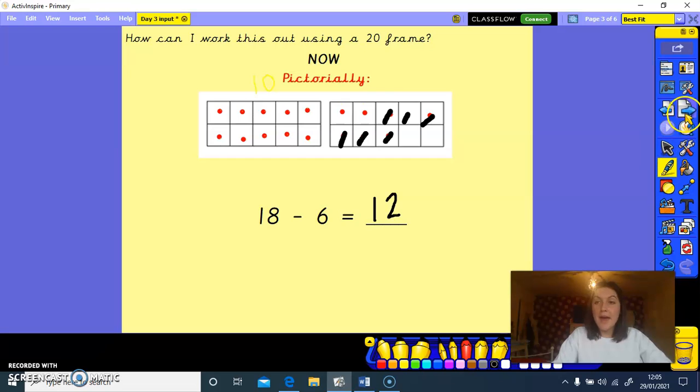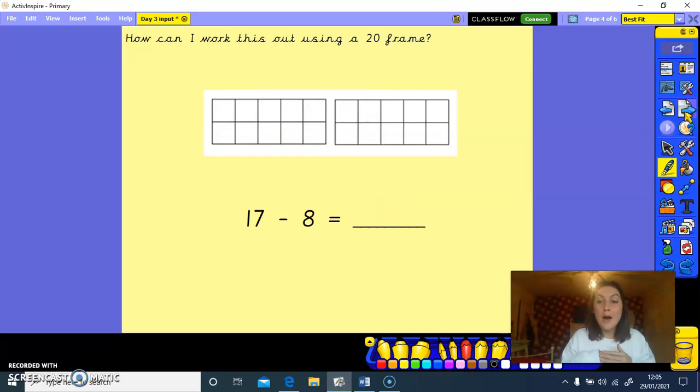Brilliant, guys. Okay, let's do this one together. How many will I need in my 20 frame now? What is the beginning number in my number sentence? Brilliant, 17. Let's add 17 into my tens frame. 1, 2, 3, 4, 5, 6, 7, 8, 9, 10, 11, 12, 13, 14, 15, 16, 17. Have I got 17? Yes, brilliant job.